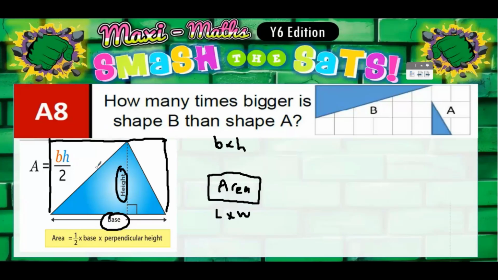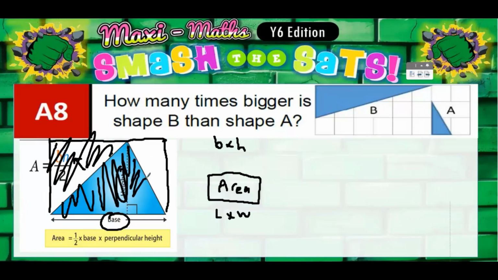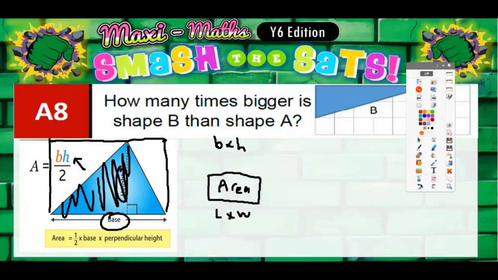rectangle, because you can see this bit here is the same as this bit over here, and this other bit here is the same as this bit, this white triangle here. So that's why we need to remember to divide by 2. So base times height divided by 2.